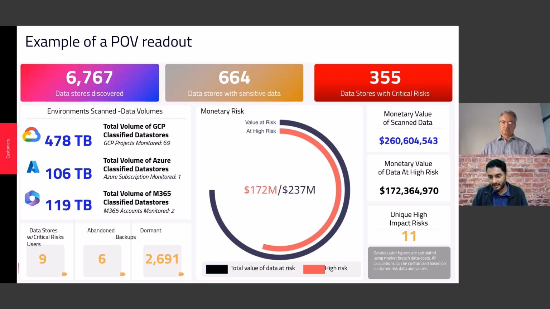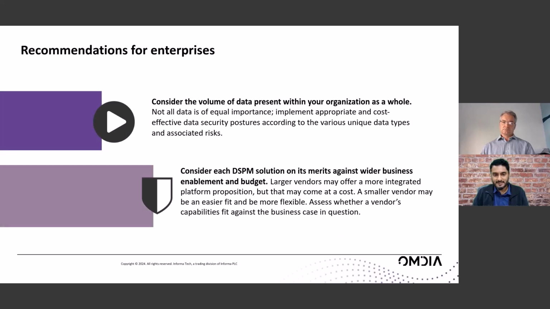So unique and high impact risks, as you can see, there are 11 risks. If you do that, it attaches itself to what is the value of the data that is being protected, and what are the highest impact risks to fix, right? So that's essentially what you're going to get.